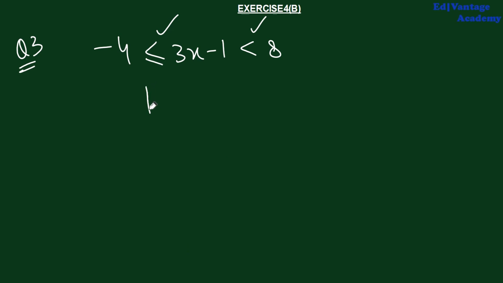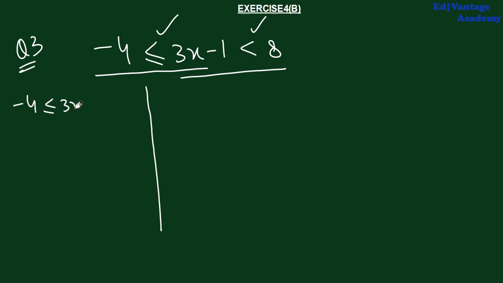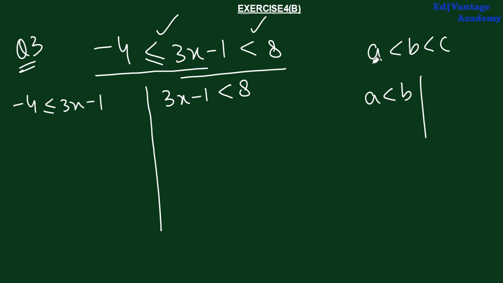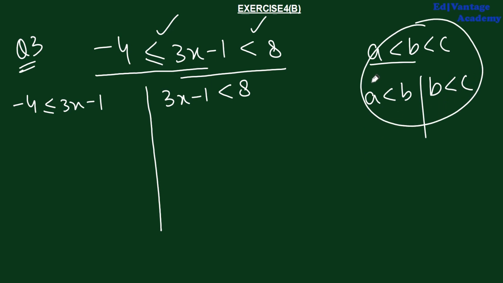This type of question you will divide into two parts. First part will take left and center, second part will take center and right. That's like -4 is lesser than or equal to 3x - 1, that's left and center, and 3x - 1 is lesser than 8. So you understand, if you have a is lesser than b and b is lesser than c, you have to divide into two parts. First will be left and center, and second will be center and right side. So this method you have to follow, and it again became an inequation with a single symbol, which you know how to simplify. We'll do it here.